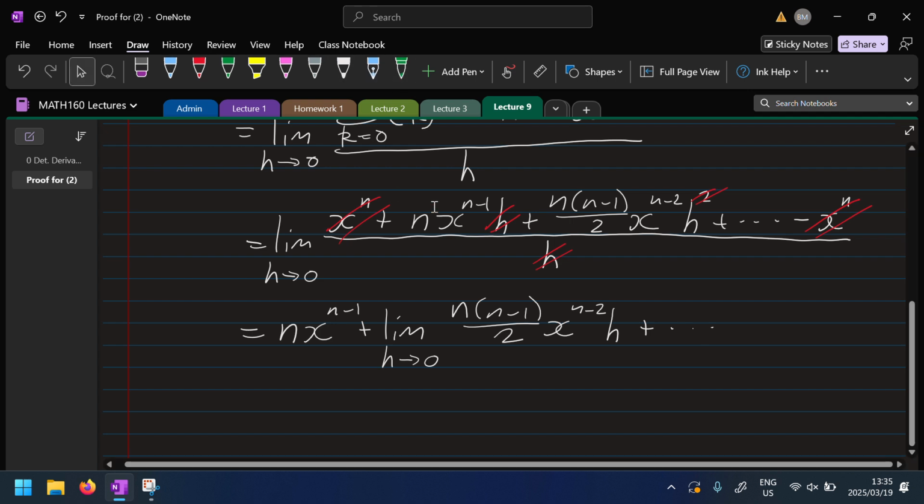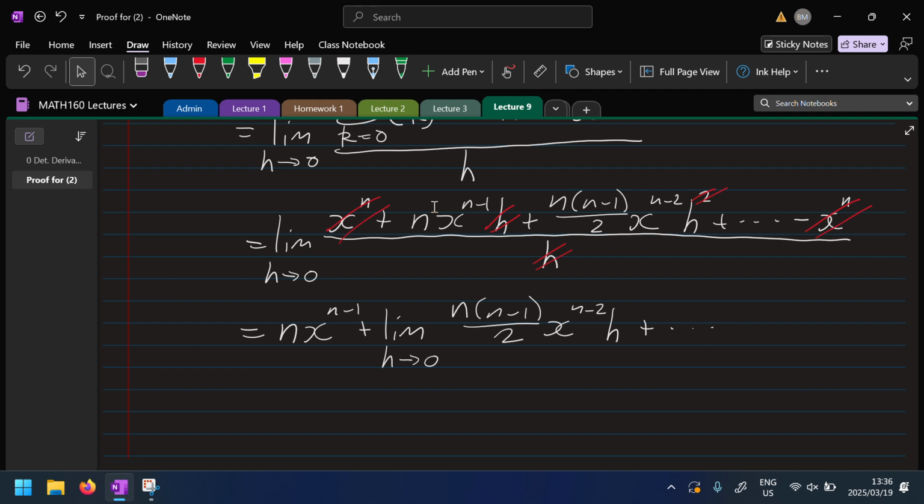Now, what are we doing? We're taking the limit as h goes to 0. The first term is h, so that will be 0. The second term has h squared, that will also be 0. The third term will have h cubed, that will go to 0. All of them go to 0. This one goes to 0 because there's the h. The next one goes to 0 because there's h squared. Next one goes to 0 because there's h cubed, and so on. All of them go to 0.